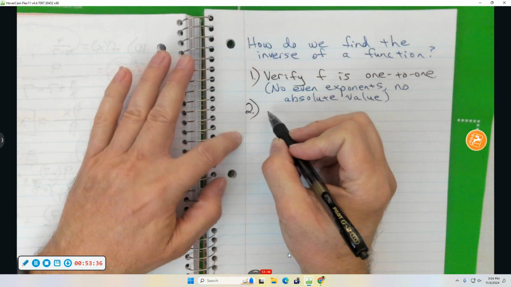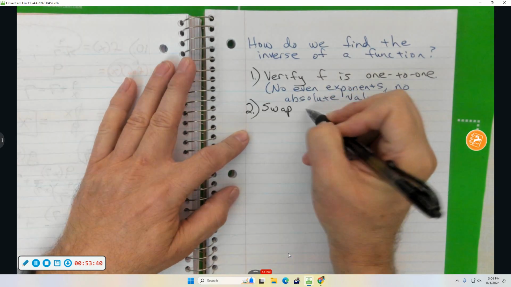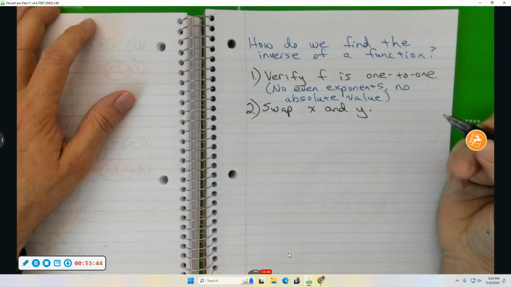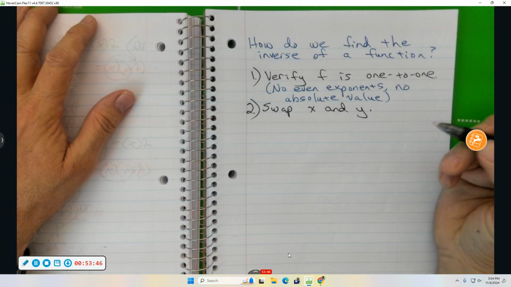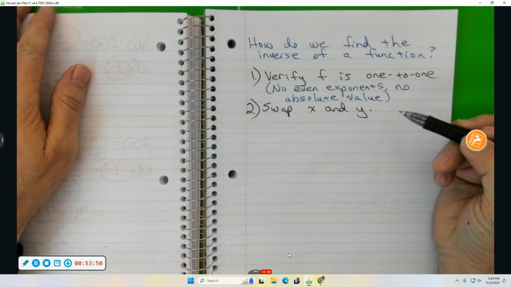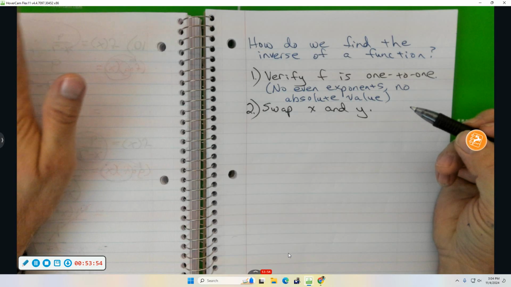Okay, so you're looking at your equation. I'm going to say swap x and y. Everywhere you have an x, write a y. Everywhere you have a y, you write an x. The equation you have at this point is a form of the inverse, but it's not written as a function.